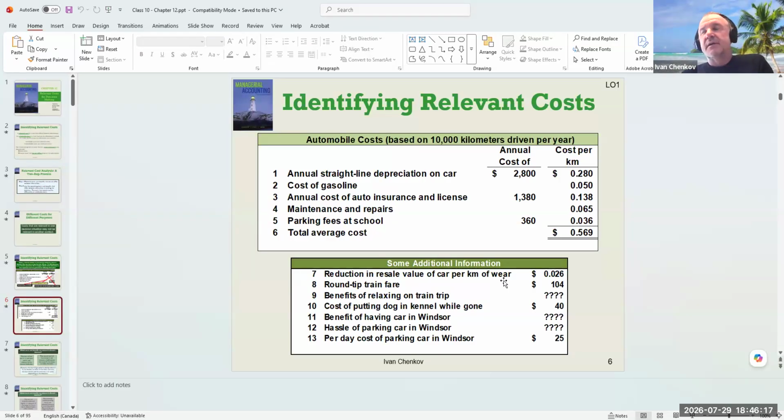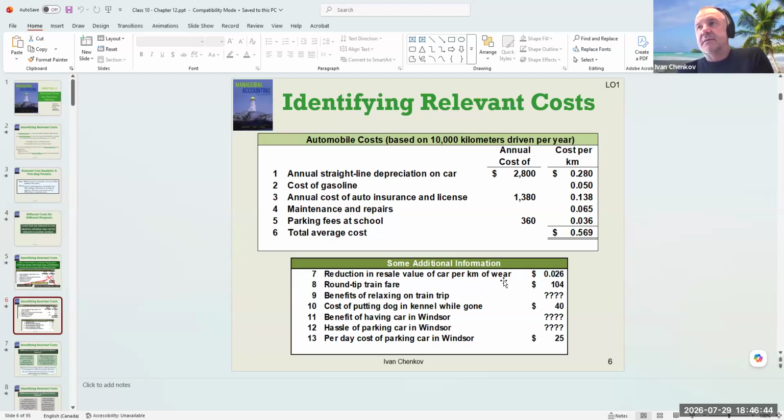Benefits of relaxing on the train. Yes, so when you take the train, can we relax on the train? Yes, we can. Can we sit on the phone all the time? Yes, probably that's exactly what we're going to do. So for that reason, there'll definitely be benefits, but since we cannot measure it with a dollar amount, we're going to leave it aside.